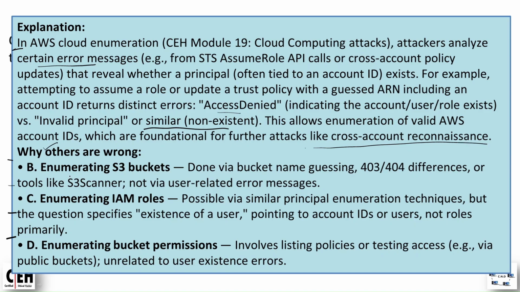So why are the other options wrong? Option B, enumerating S3 buckets is done via bucket name guessing and 403/404 differences with tools like S3 Scanner, not via user-related error messages. Option C, enumerating IAM roles is possible via similar principal enumeration techniques, but the question specifies existence of a user, pointing to account IDs or users, not roles primarily. And option D, enumerating bucket permissions involves listing policies or testing access, for example via public buckets, unrelated to user existence errors.